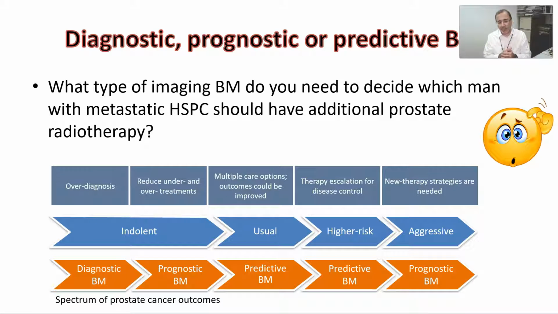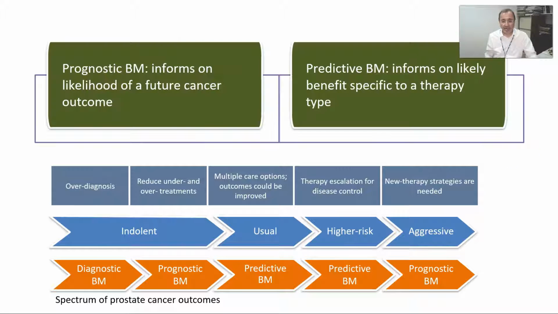Okay, last question. What type of imaging biomarker do you need to decide when a man with hormone-sensitive prostate cancer who is metastatic should get additional prostate radiotherapy? So you have a man with hormone-sensitive metastatic disease, should you give them or should you not give them pelvic radiotherapy? So clearly we're trying to predict a favorable outcome.